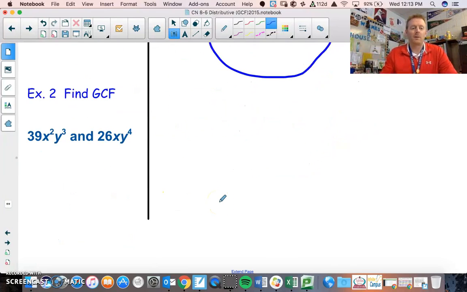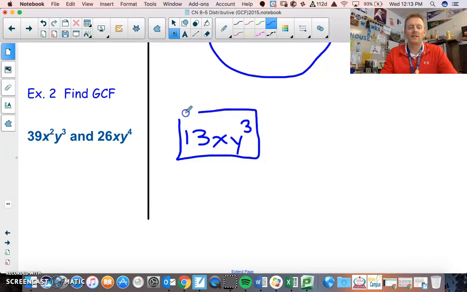So on example 2 here, maybe you want to go ahead and try to do this one without me first, and then see if you can do it with me here or get the same answer. So here we are, 39 and 26. The largest number I can take out of both of them is a 13. The largest number of x's I can divide out of both of them is just 1x, or x to the first power. The largest number of y's I can take out of both of them would be y to the third power. So my GCF, which we're trying to find, is 13x y to the third.